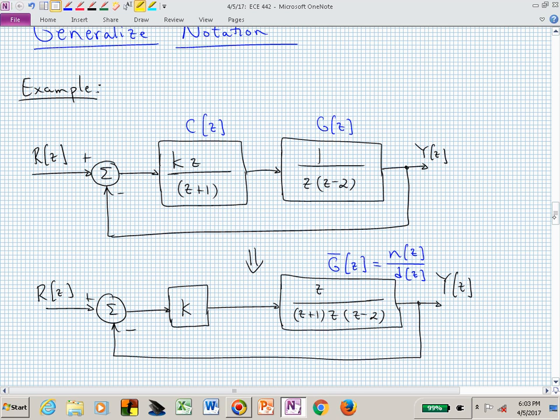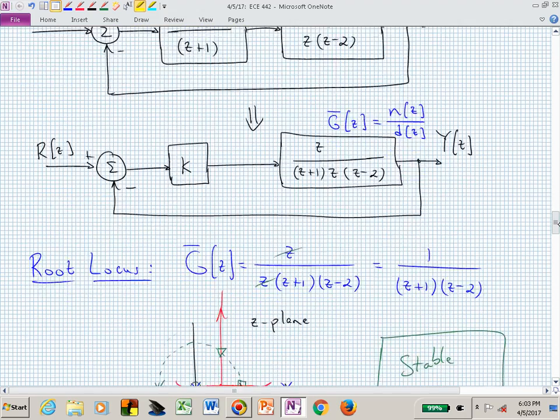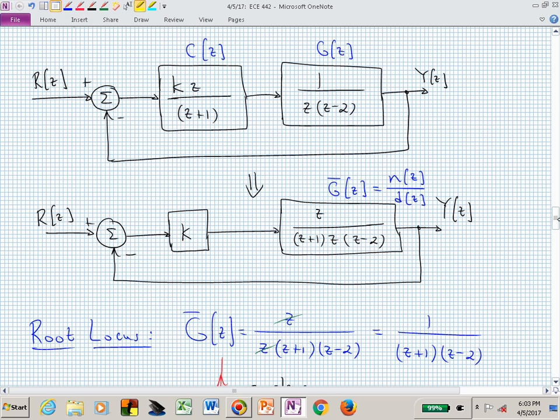What we want to do now is sketch the root locus. Conveniently for us, the common open loop 0 at the origin and the common open loop pole at the origin cancel each other out. Now we're left with a root locus that's going to be influenced by an open loop pole at 2 and an open loop pole at minus 1. Based on those locations, if we adjust K from 0 to infinity, what are the closed loop poles going to be?